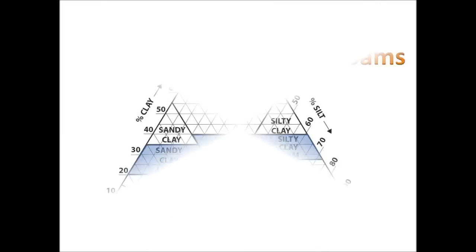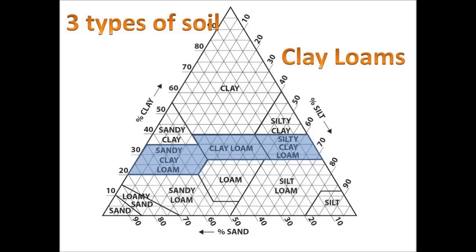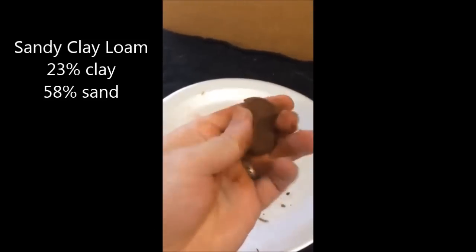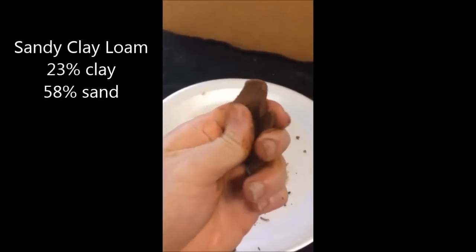Now we're going to look at the clay loam types of soil. Clay loams are in the middle part of the triangle and produce a ribbon of moderate strength. Here is a sandy clay loam with 23% clay and 58% sand.